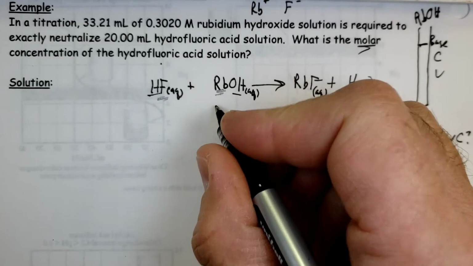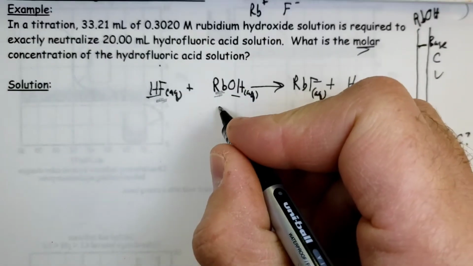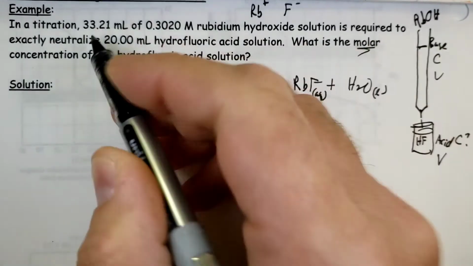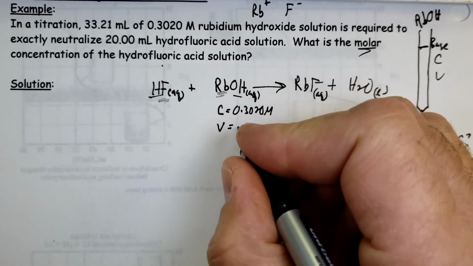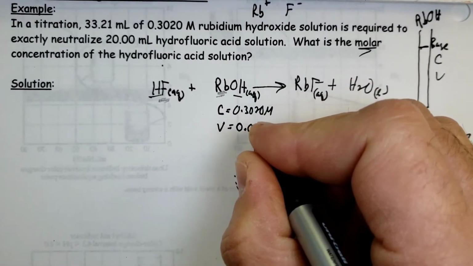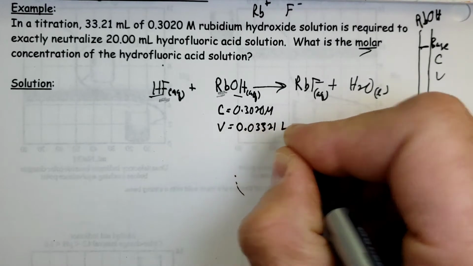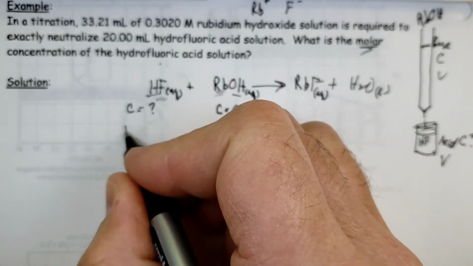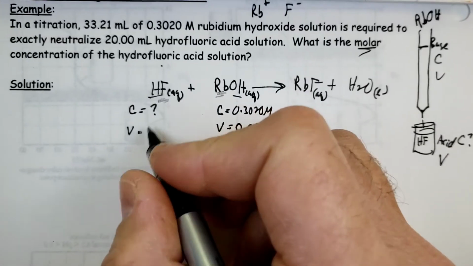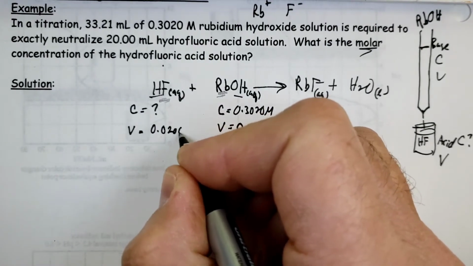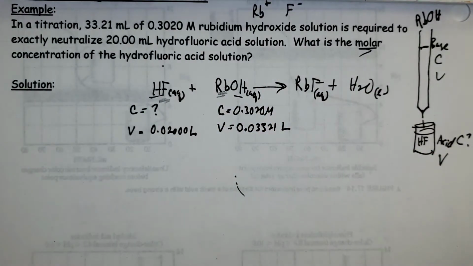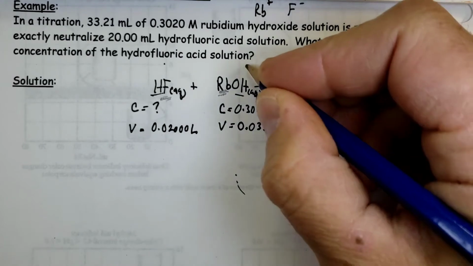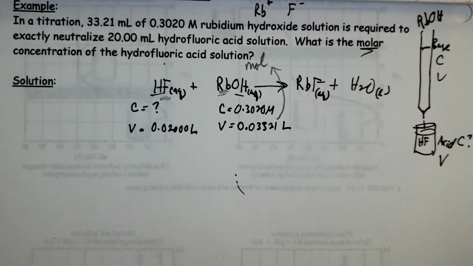So what we're told here is that rubidium hydroxide has a concentration of 0.3020 molar, and the volume, 33.21 mils. We're going to have to change it into liters, so divided by 1,000 or move the decimal 3 places to the left, and we get that. Hydrofluoric acid, we don't know the concentration, but we do know that we started off with 20 mils of it, which is 0.02000 liters. So with this we can figure out moles by using C equals n over V.